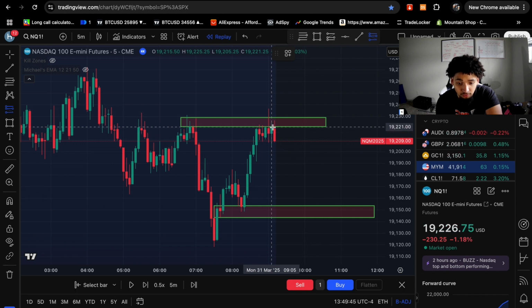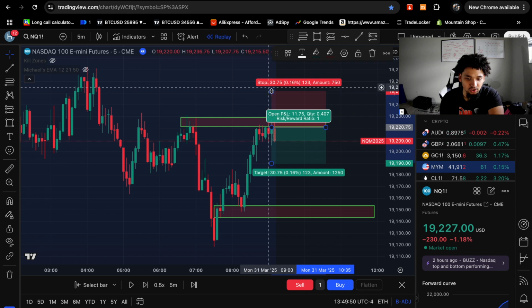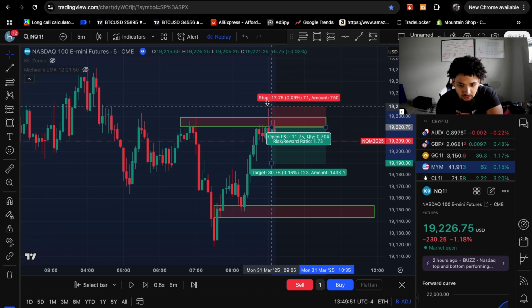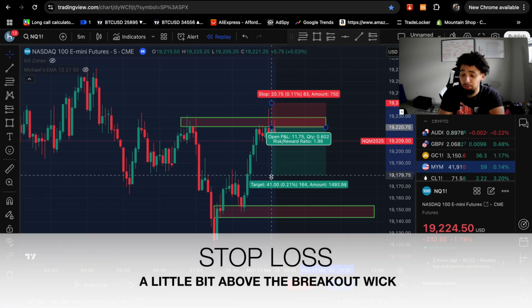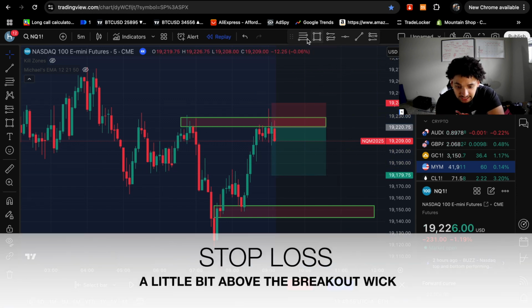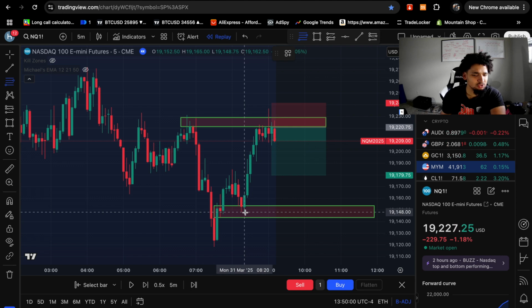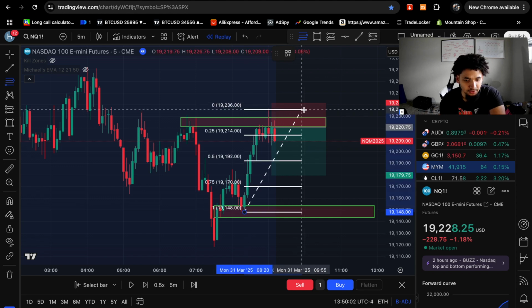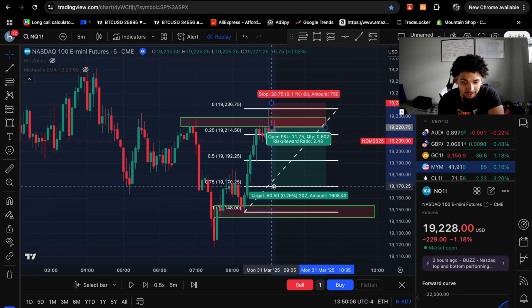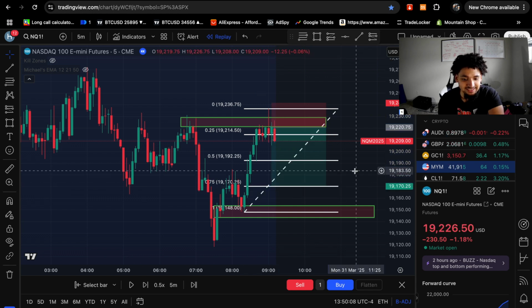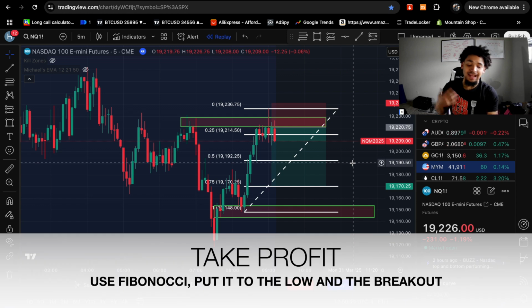We are now going to go for a short position. So we would have got in on the close of that candle. So the close would have been about right here. We're going to put our stop loss a little bit above where market broke out at. And then we're going to put our take profit. I like using the Fibonacci for my take profit. So I'll put the Fibonacci at the previous low and put it at where we broke out at. And then I'll have my take profit at the 75% retracement line. That's how I like to do it.